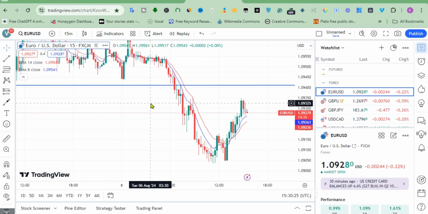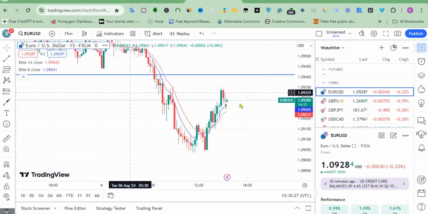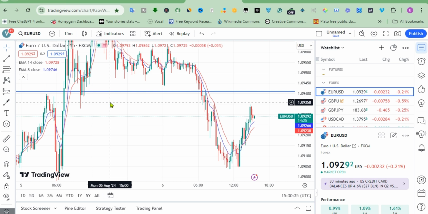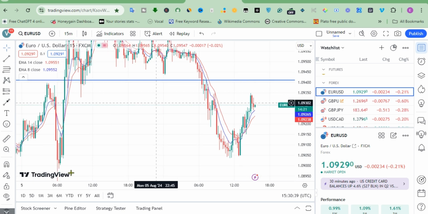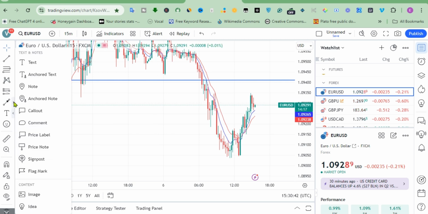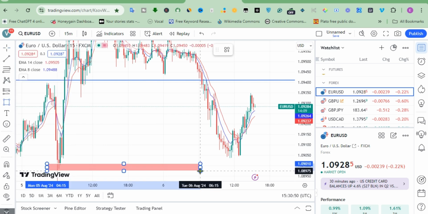So at this point in time, if you look at this Euro USD, this place is your demand zone. Let me draw it so that you see it. Here is your demand zone. This place is your demand zone.